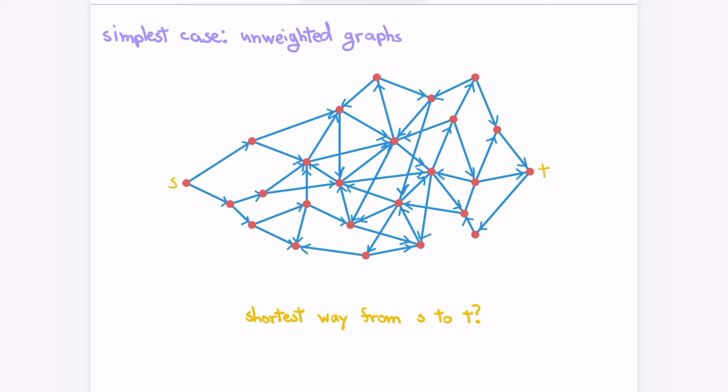Let's look at this graph. What's the fastest way to get from S to T? I always forget to put this arrow here. Let's put it like that. So you're trying to minimize the number of edges to get from S to T.